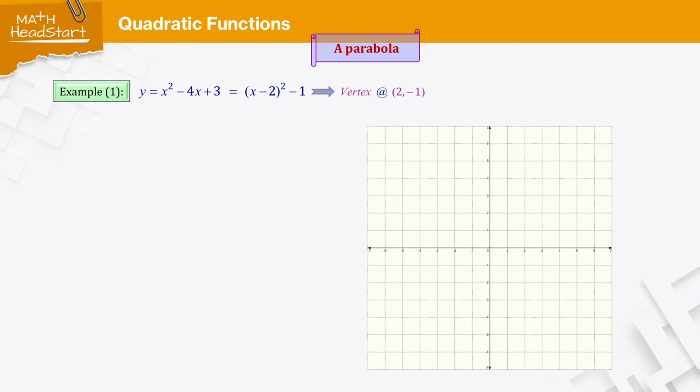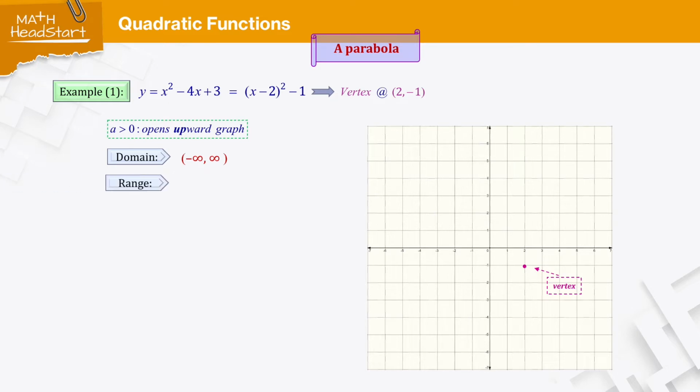So we can plot a point at (2, -1) as the vertex. Since the leading coefficient 1 is positive, this graph opens up. In this case, we can take any real numbers for the domain. The range is restricted. Since the y-value at the vertex is -1, it starts from -1 and goes up to infinity.